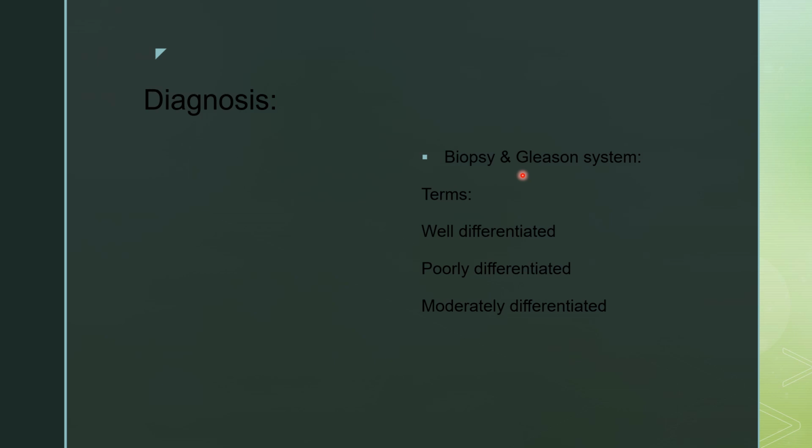I mean, when you add both sides together, you're not going to get something so high. The maximum you can get there will be 6. That is well differentiated. Okay, and the Gleason grade will not be high because once you reach 7, the story is changing.